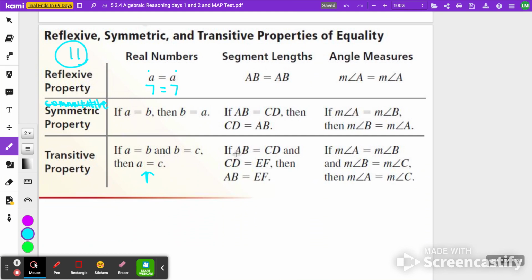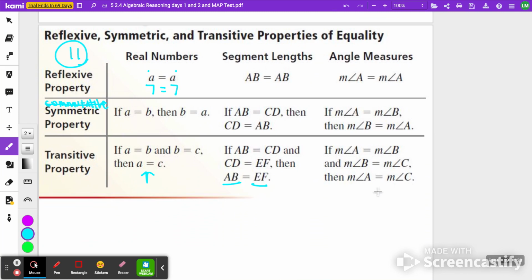So same thing here. If AB is equal to CD and CD is equal to EF, then that means AB is equal to EF. And then for angle measures, if the measure of angle A is equal to the measure of angle B, and the measure of angle B is equal to the measure of angle C, then the measure of angle A will be equal to the measure of angle C.